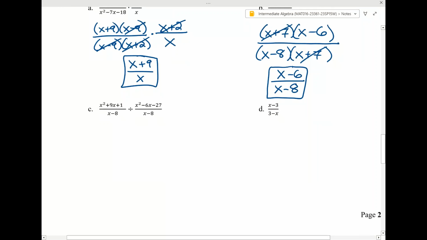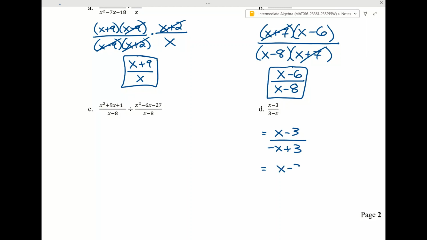Going to letter D, we said if the numbers are similar and you're subtracting, you could switch the order and then factor out a -1. So this just becomes x minus 3 over negative x plus 3. It's close. The way that you make them the same thing is you factor out a -1 from the bottom. And then when you cancel those factors, you get 1 over -1, which is just -1. Which leaves us with C.